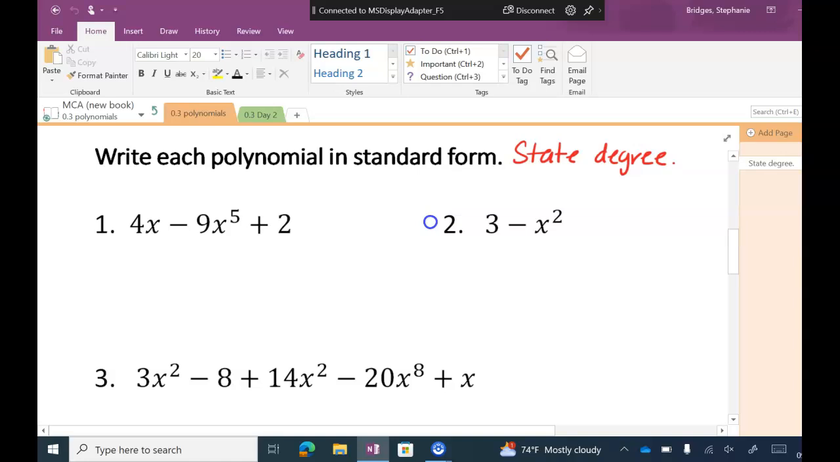All right, so what we're going to do is practice by just writing each polynomial in standard form and then stating its degree. Sometimes you will have terms to combine, sometimes you will not. You will just need to rearrange them. When we have our quiz next Tuesday, these are going to be like the first couple of questions on that quiz. It's going to ask you to write it in standard form and state the degree.